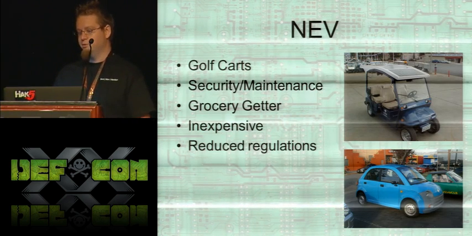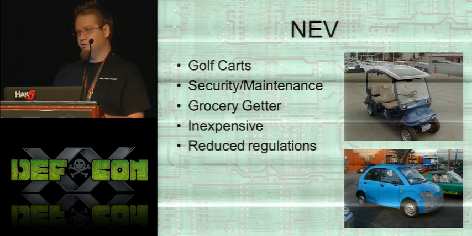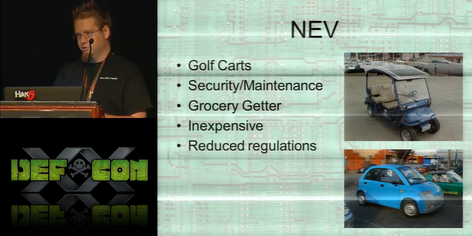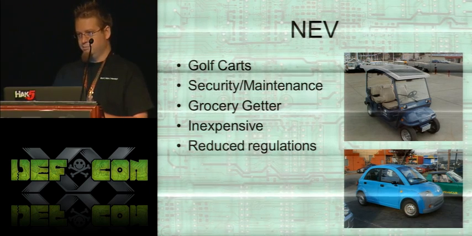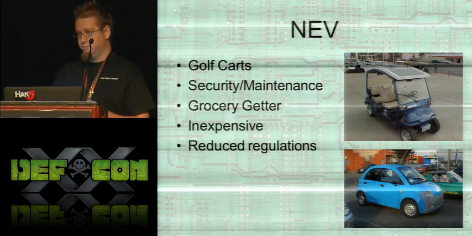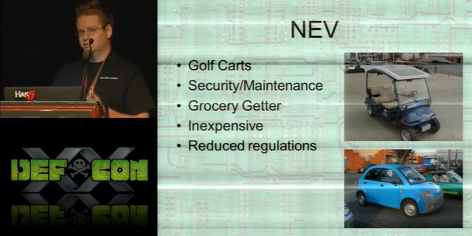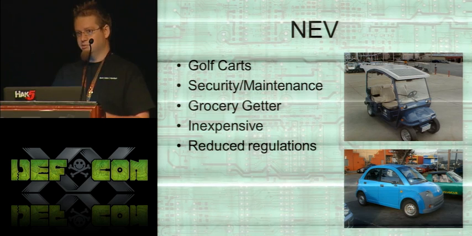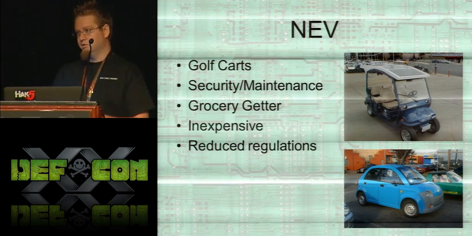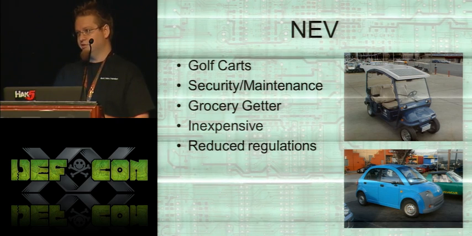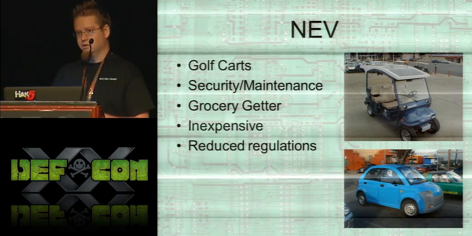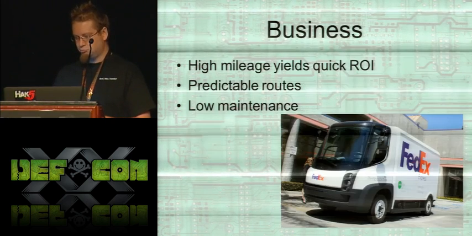Neighborhood electrics, everyone's familiar with golf carts. They're also very popular for security and maintenance vehicles because they're quieter and there are no emissions. People use them for grocery getters, just running errands around town. This is because a low-speed car is very cheap to build, and there's often cheaper maintenance. You sometimes don't have to do registration or safety and emissions inspections, because it depends on the state, but they can be a lot cheaper to operate.